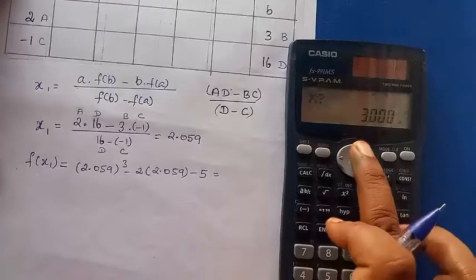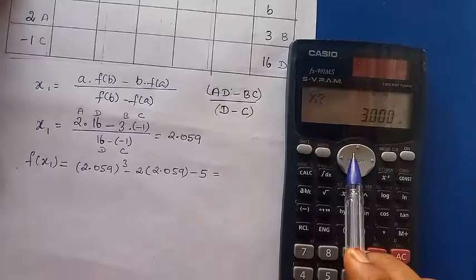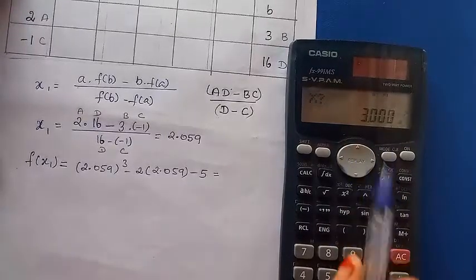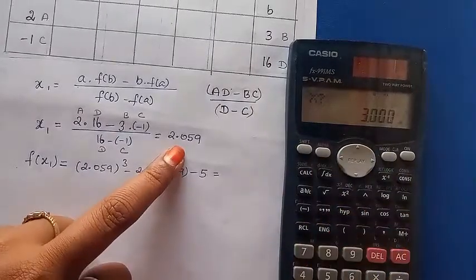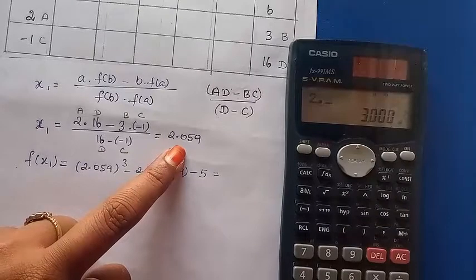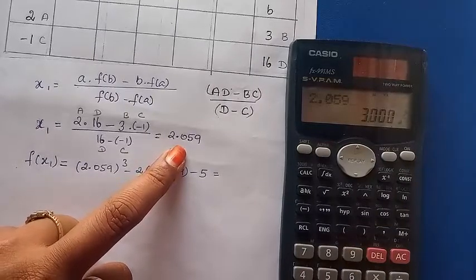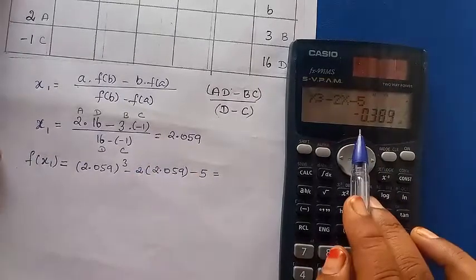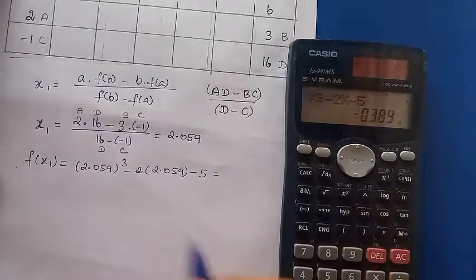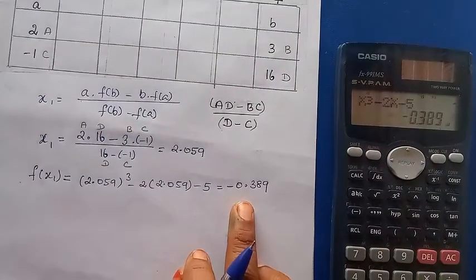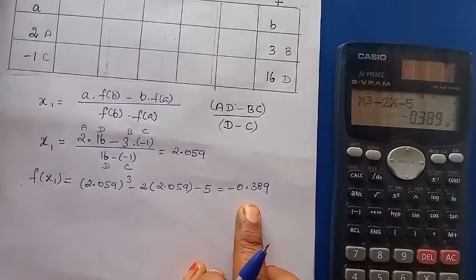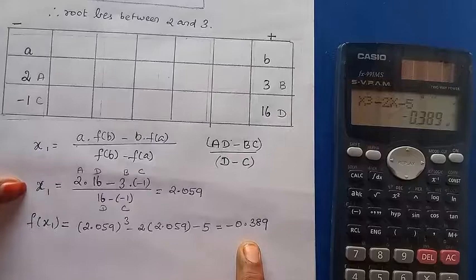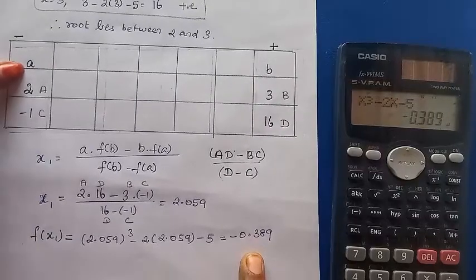So when you press this arrow mark, that formula will be displayed to you. It is asking for x value now. X value is 2.059. 2.059 equal to, the answer is minus 0.389. Now you got the new value, which is a negative value. This gives the conclusion that the approximated x1 value is near the value of A.